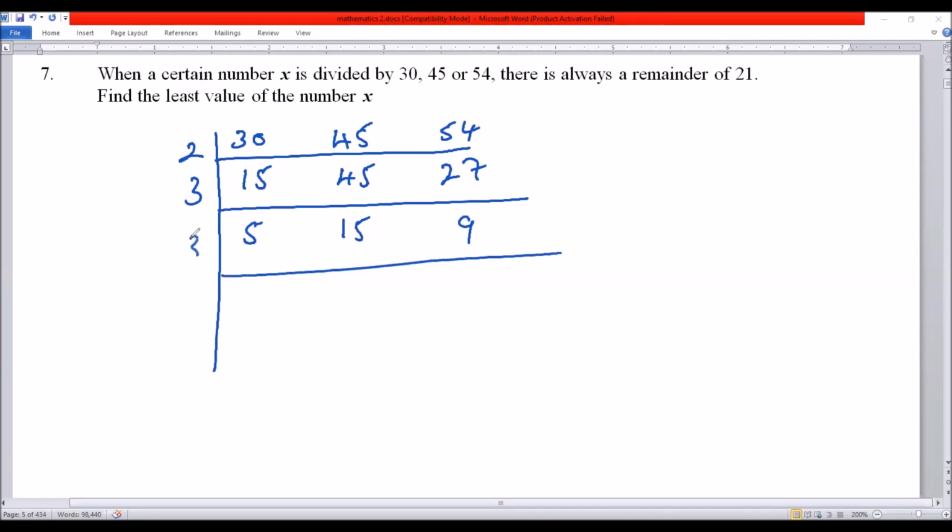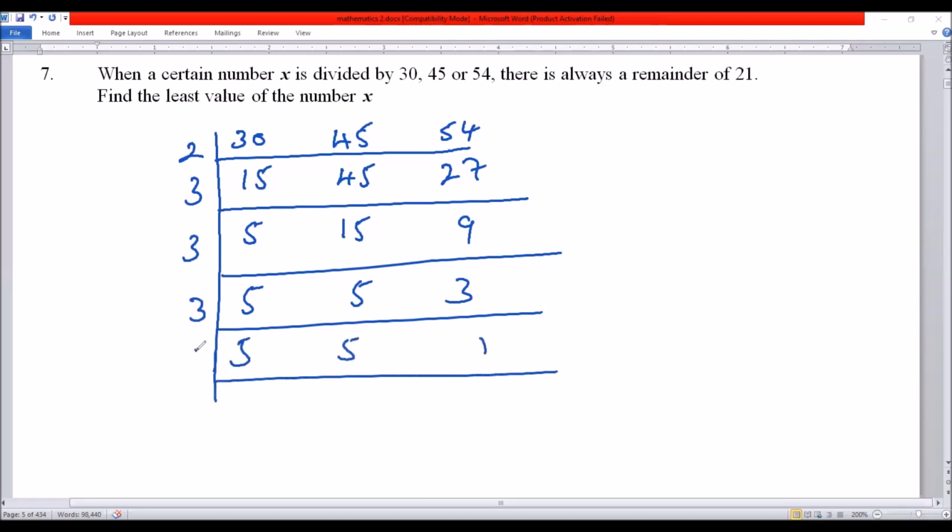We divide by 3 again. So this will be 5, and we have 3. Again, we divide by 3. Then we have 5, 1. And finally, we divide by 5. So that is 1, 1, 1.